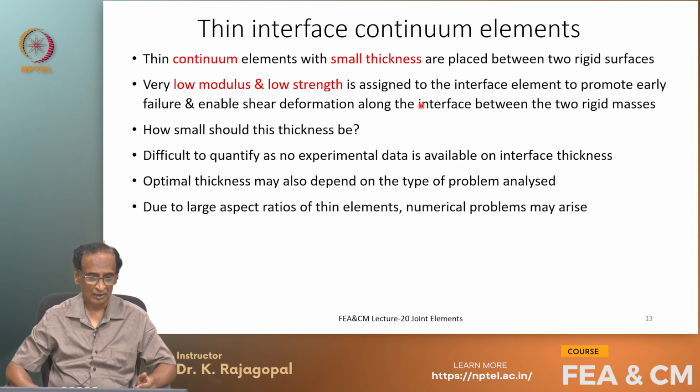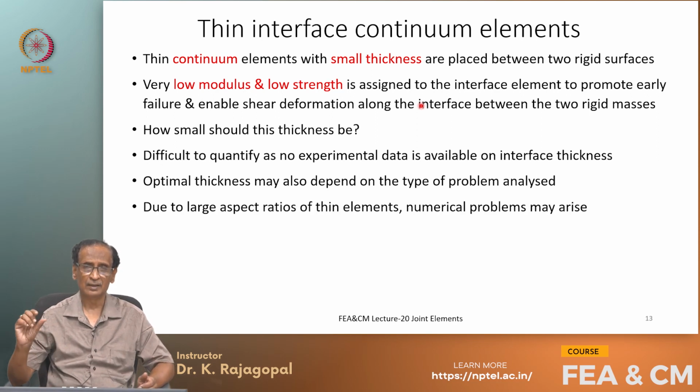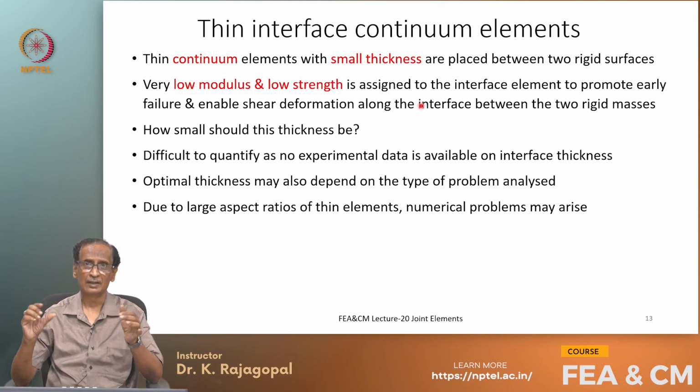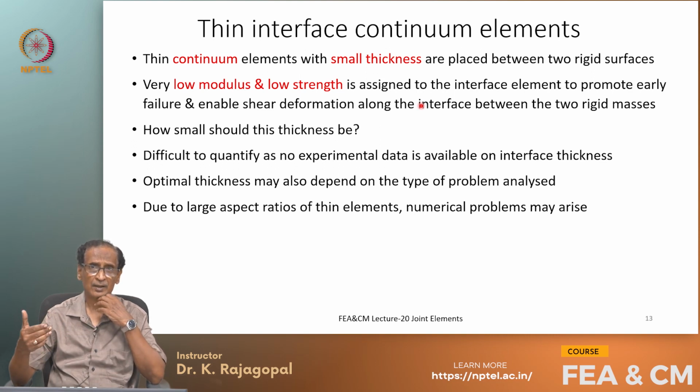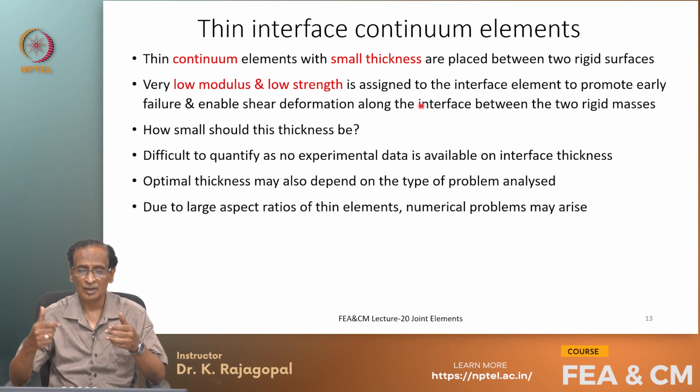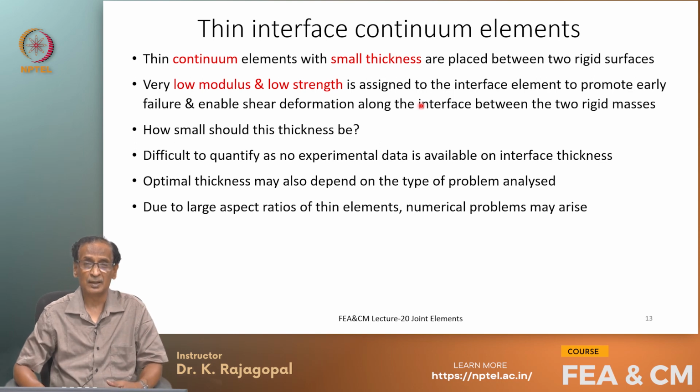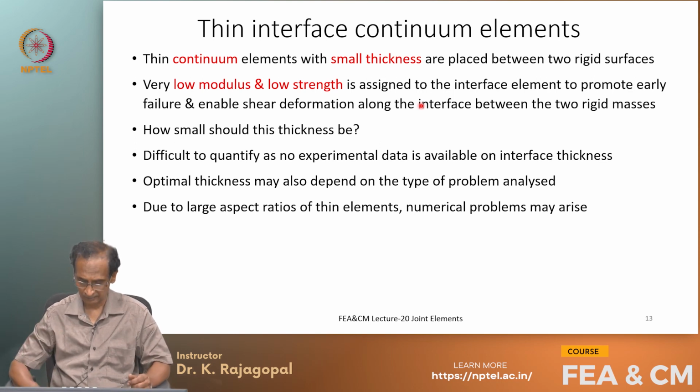So, the optimal thickness for the interface might change with the type of problem that we have. And when you use thin elements, the aspect ratio could be very large, so the length to thickness ratio could be very high. But ideally, for most accurate results, the length to thickness ratio cannot be more than about 2 to 3, or at the limit maybe 5 to 6. More than that, we may start having numerical issues, especially depending on the type of element that we have.